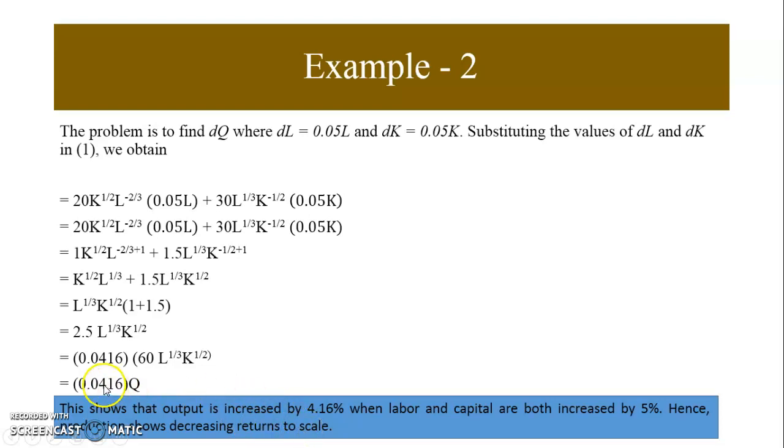If it would have been 1, it means constant. If it would have been 5, sorry, because they are increased by 5. So if it would have been 5, it means constant. If it is more than 5, it means increasing returns to scale. But in this case, since it is less than 5, it has decreasing returns to scale. I hope this is clear.